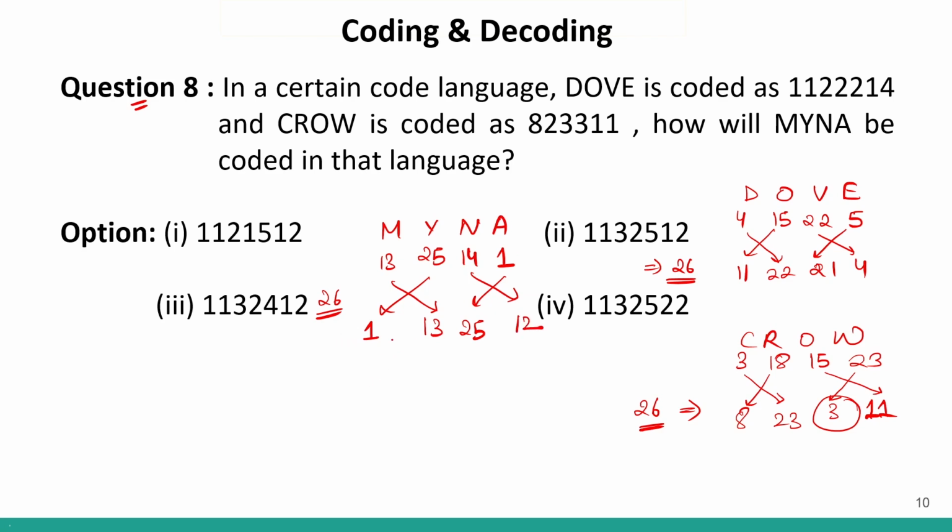So now the code will be 1132512, and 1132512 is given in option number 2. So option number 2 will be the correct answer to this question. Clear? Option number 2 will be your answer.